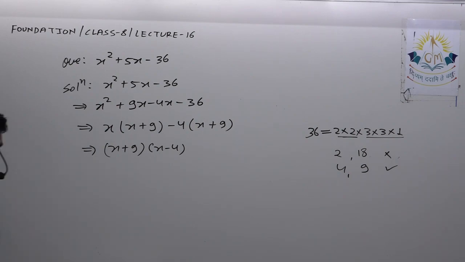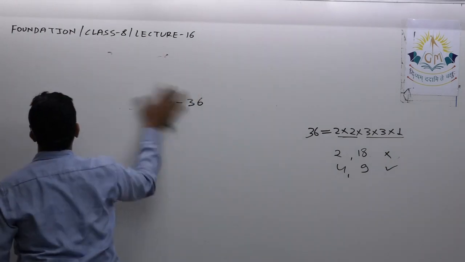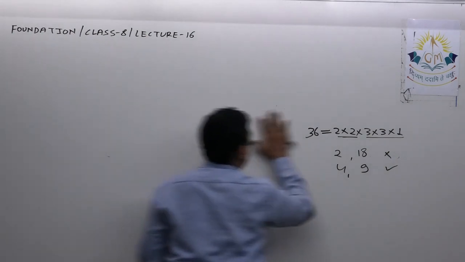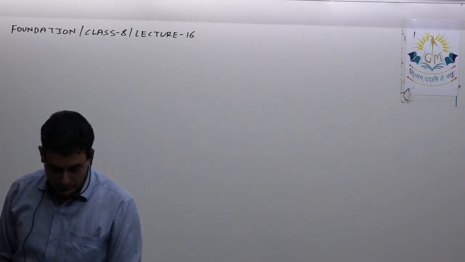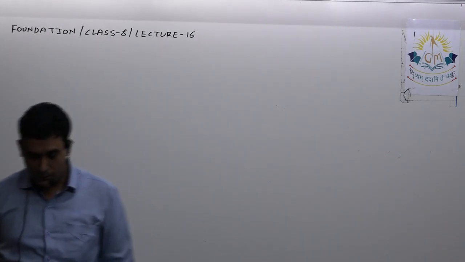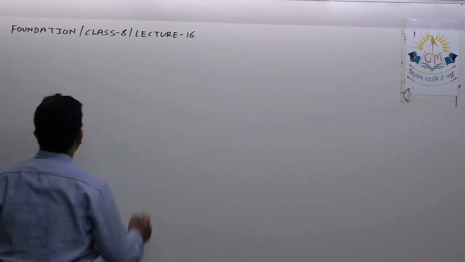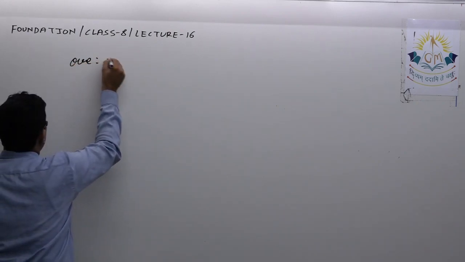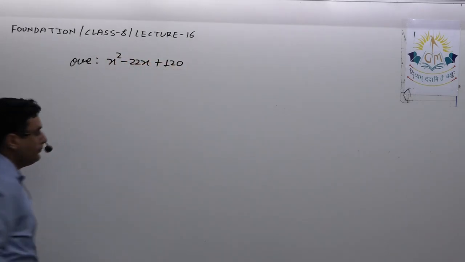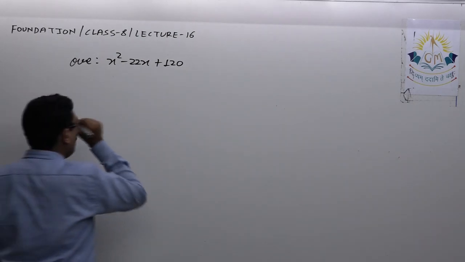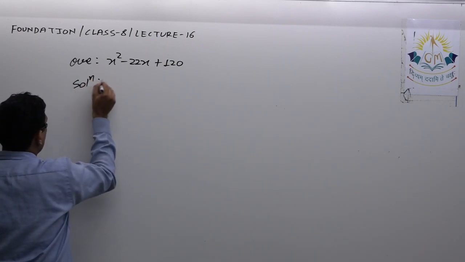Okay, now next. Next question is x square minus 22x plus 120. x square minus 22x plus 120. Okay, x square minus 22x plus 120. So let us see its solution.